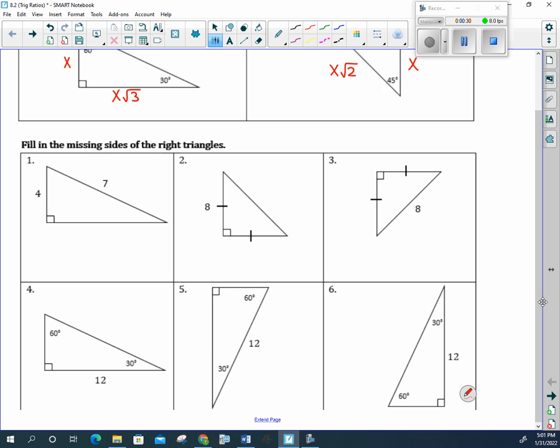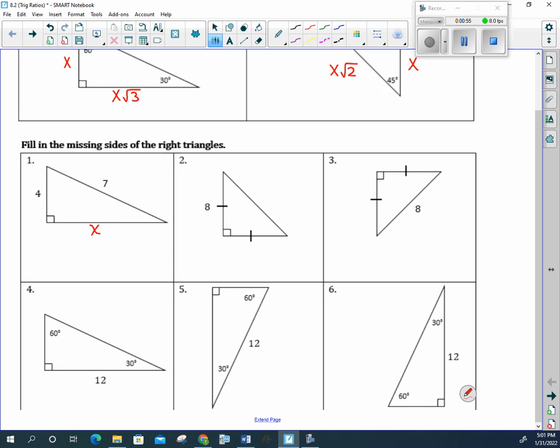So this first one actually doesn't look like a 30, 60, 90. I know it's not because 4 and 7 are not half each other. So this would be one where it's like, ooh, if it's not a special pattern, how am I going to find that missing side? Oh, Pythagorean theorem. Every time you see a right triangle, guys, think Pythagorean theorem, special patterns, and then we've got our sine, cosine, and tangent that we're going to learn today.